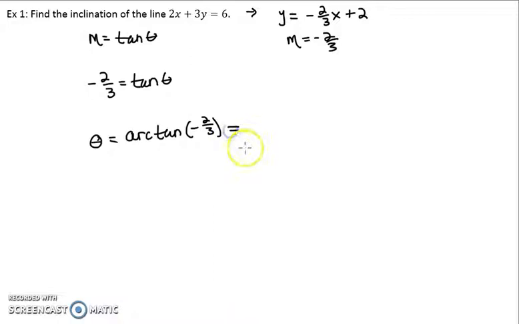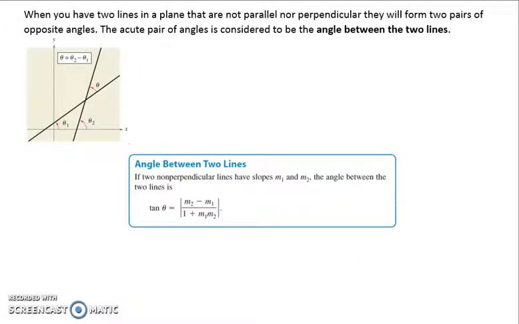So theta, if we're in radians, is going to be about 2.554. Or if you're in degrees, 146.3 degrees. But obviously, this is going to be the better answer because it's in radians. So this idea of inclination is going to allow us to find the angle between two lines.